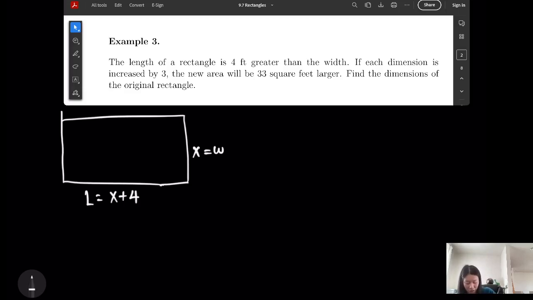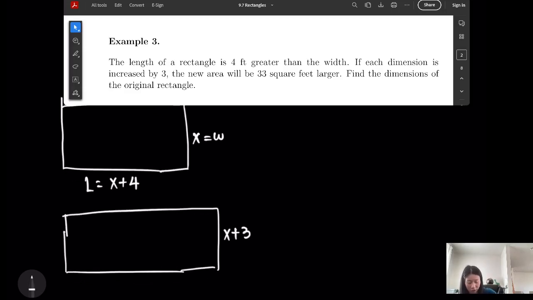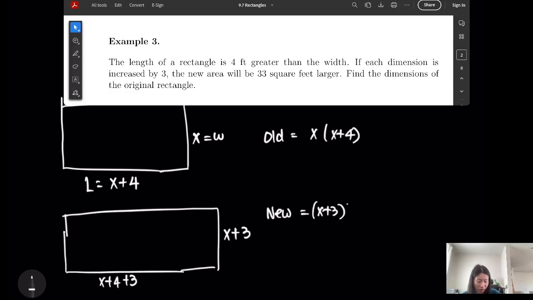Now they have a new rectangle. The new rectangle is going to be bigger than the original one, because each dimension is increased by 3. So that means the width is going to be x plus 3, and the length is going to be x plus 4 and plus another 3. So the original area, the old area, is equal to x times x plus 4, length times width. The new area is equal to x plus 3 times x plus 7.